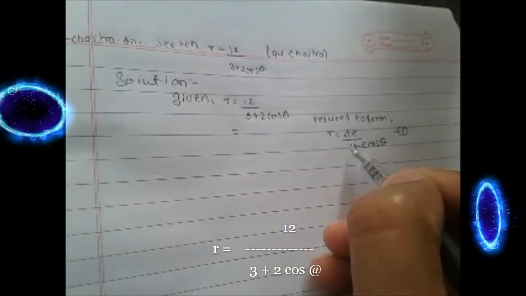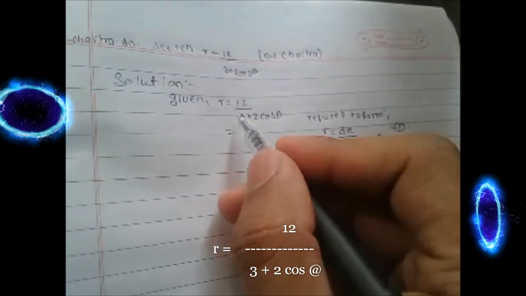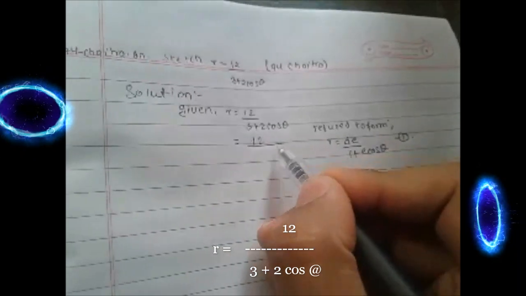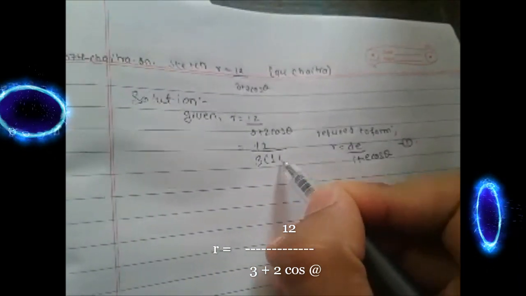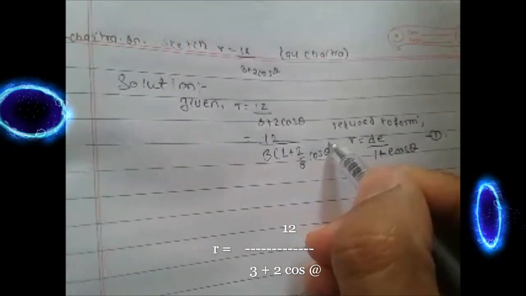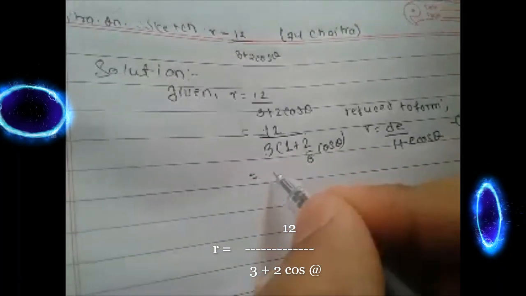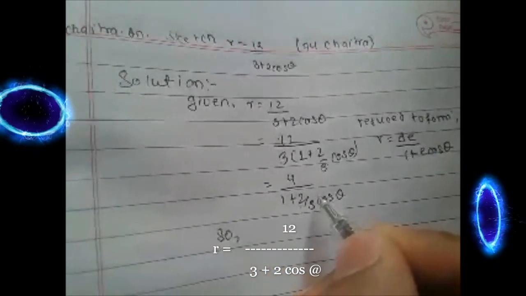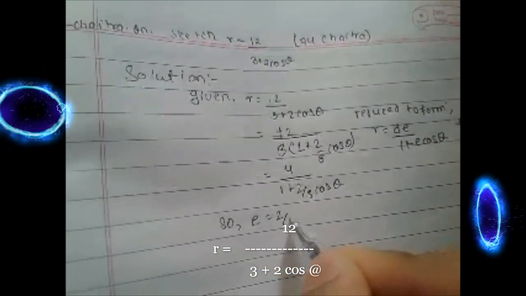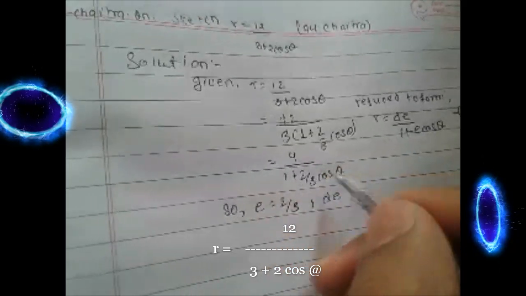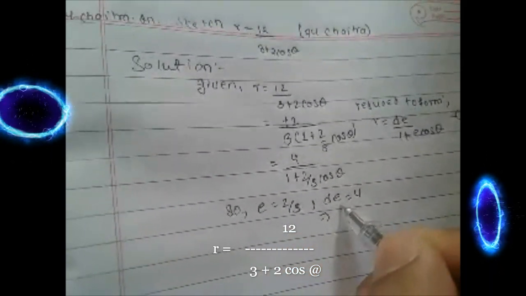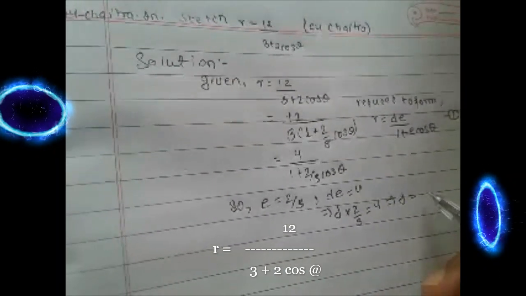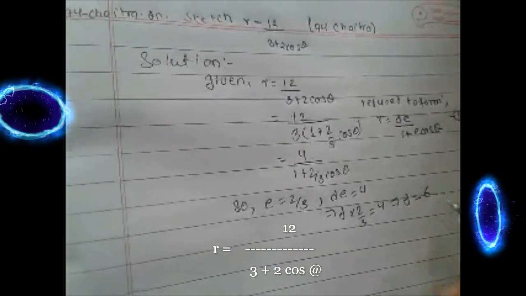This 3 must be converted into 1. How can we do it? By dividing by 3, or we can take 3 out. 12 by, we take 3 out, 1 plus 2 by 3 cos theta, is equal to 12 by 3, that is 4, upon 1 plus 2 by 3 cos theta. Comparing, we get our E to be 2 by 3 and DE to be 4. That means D into 2 by 3 is equal to 4, so D is 6.